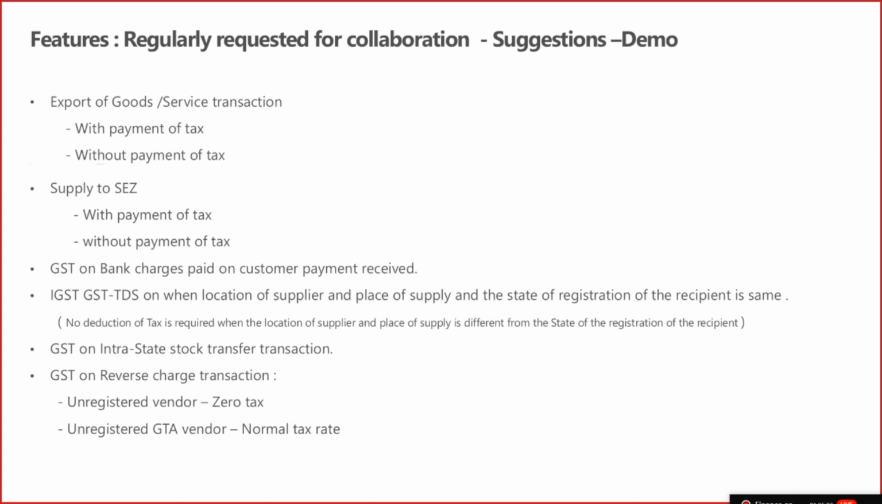One important change, where I think the interpretation of the law is different: IGST, GST, TDS, where for the interstate transaction, the IGST TDS should be computed. The government, when the law was introduced, mentioned that no tax deduction is required when the location of the supplier and the place of supply is different from the state of registration of the recipient. But latest, we got a few clarifications where the IGST TDS is again required to be calculated.